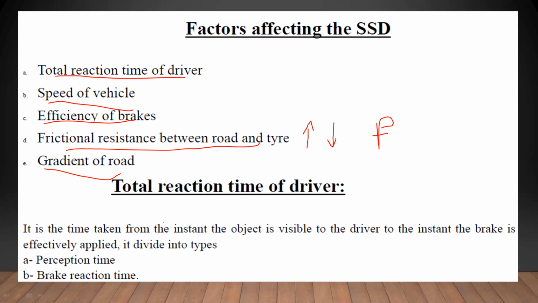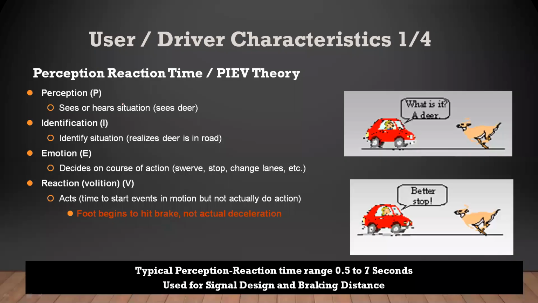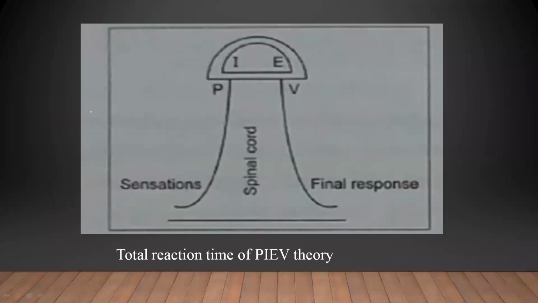Moving to the total reaction time, this I explained: perception, intellection, emotion, volition, or we say it as PIEV theory. P means perception, perceiving that there is, for example, a deer on the road. Intellection: seeing the deer, you may not pass through, you may stop the vehicle. Emotion means you may get some fear in your mind. And later on, volition.